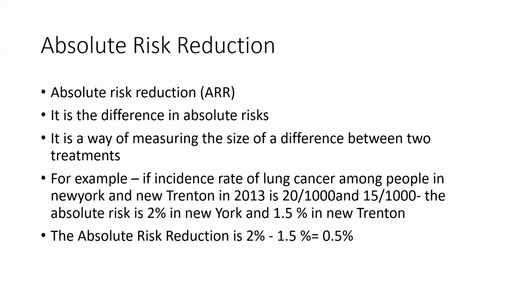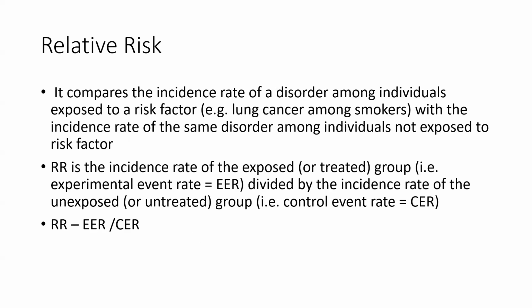Then absolute risk reduction. It is the difference in the absolute risk. It is a way of measuring the size of differences between two trends. For example, if the incidence rate of lung cancer among people in New York and New Trenton in 2013 is 20 per 1000 and 15 per 1000, the absolute risk is 2% in New York and 1.5% in New Trenton. The absolute risk reduction is 2% minus 1.5%, that is 0.5%.